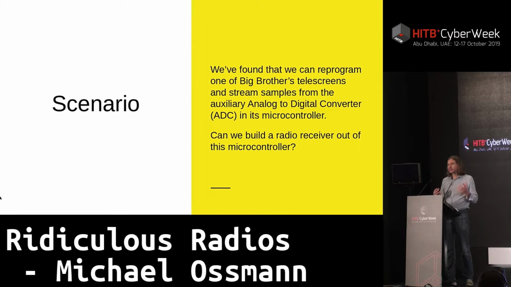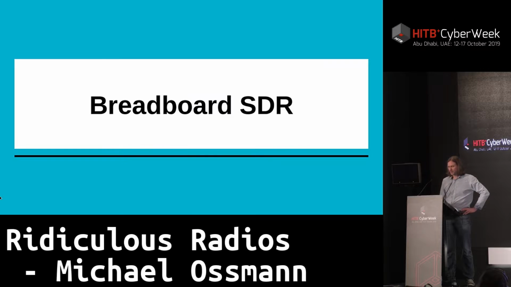Now, an analog to digital converter is a device that just takes a voltage or a current and turns it into a number. And it does that many times per second. And an analog to digital converter happens to be the core component of a software-defined radio receiver. So could we build a radio receiver out of any old microcontroller that happens to have an analog to digital converter built in? And that's what we're going to try here in our first scenario.